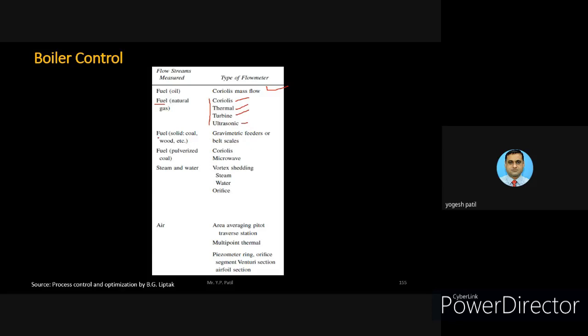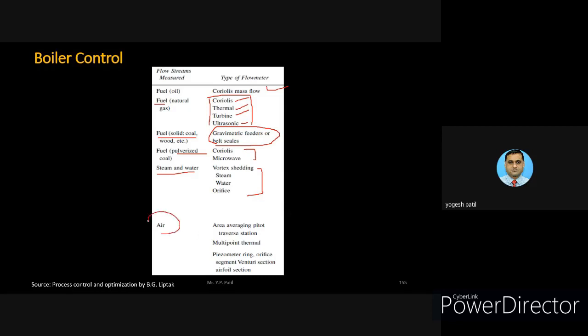When the fuel is in the form of solid, then gravimetric feeders or belt scales can be used, because this arrangement we can't employ for solid type fuels. If the fuel is in the form of pulverized coal, then we can go for Coriolis and microwave type flow meters. And on the other side, we can also measure the flow of steam and also the feed water, where we can use these types of flow meters: maybe vortex shedding, steam flow meters, water flow meters, or orifice flow meters can be employed for the measurement of flow rate on the steam and water feed side.